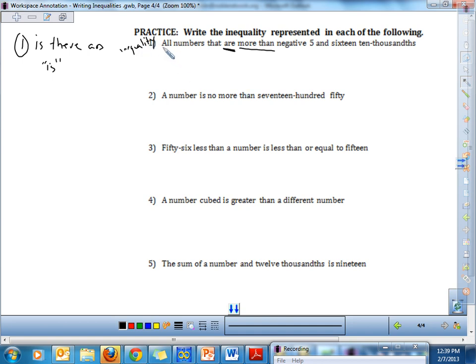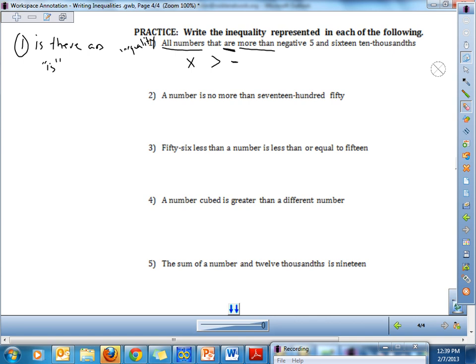So I'm going to rewrite that. All numbers. Alright, if it's saying all numbers, I need to pick a variable to represent that. All numbers that are more than, so I'm going to use my more than symbol, -5 and 16/10,000. Now, just a little bit of review. Let's talk about how we could write this out.